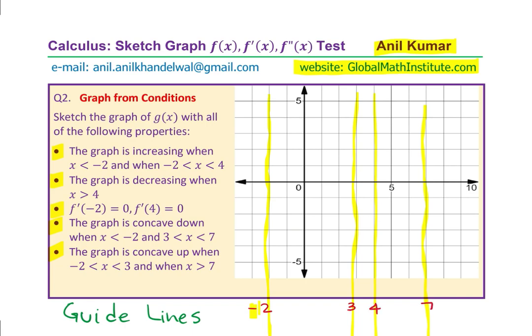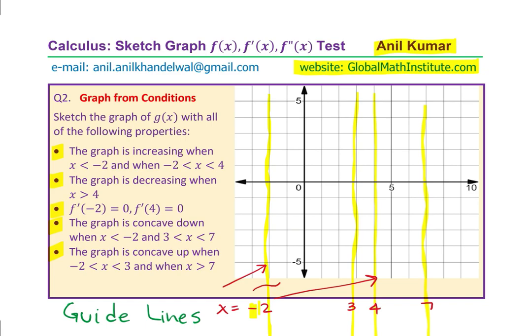So these are the x values. Then what is really happening? The graph is increasing when x is less than minus 2. So that means in this portion, the graph is increasing. And when x is between minus 2 and 4, it is still increasing from here. What does that indicate? Well, that indicates we could have something like this here, or we could also have a discontinuity at this point.